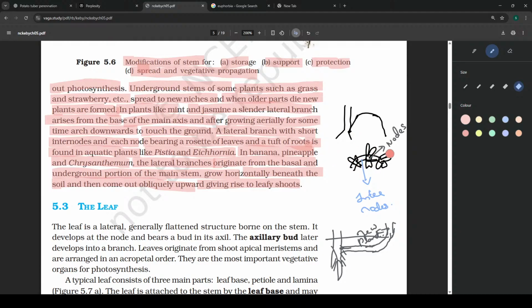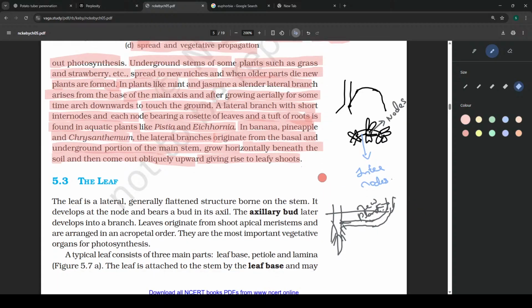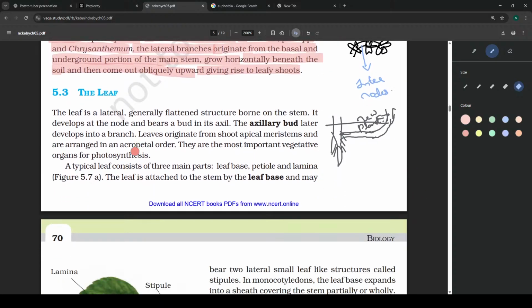Second one in aquatic plants like Pistia and Eichhornia, there will be a lateral branch with short internodes and nodes containing a rosette of leaves and tuft of roots, which will originate to give rise to new plants. And in case of banana, pineapple, and chrysanthemum, we see this kind of propagation. Now let's see the next main topic, that is our favorite, leaf.